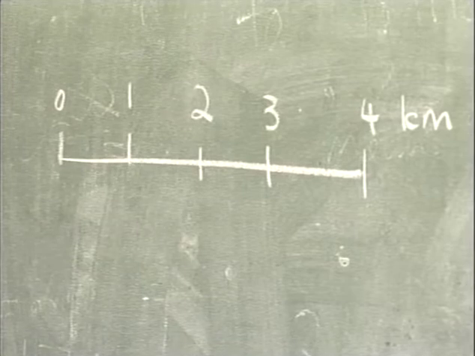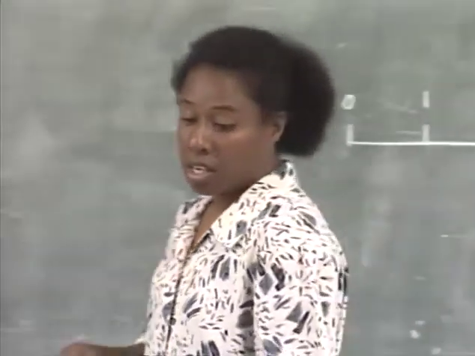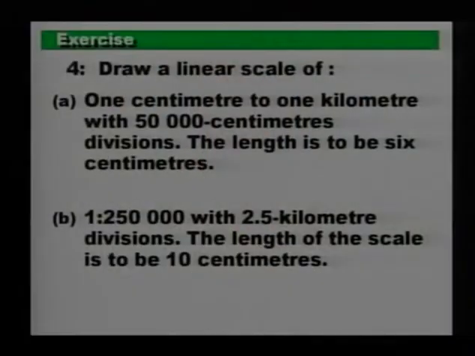Okay, then the next exercise, that was 4 or 5 on our worksheet. This time, the scale is given in statement form. You are also required to actually construct and show the scale in linear form. And the question reads, 1 centimeter to 1 kilometer with 50,000 centimeters division. The length of that scale that you're going to construct must be 6 centimeters.